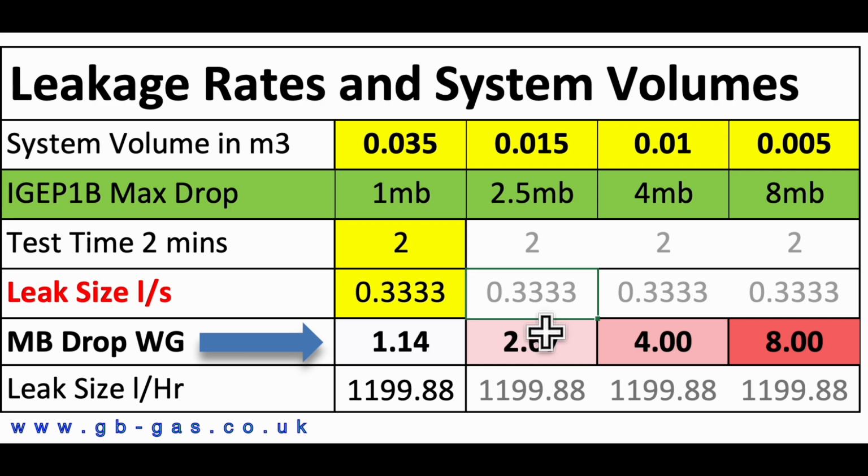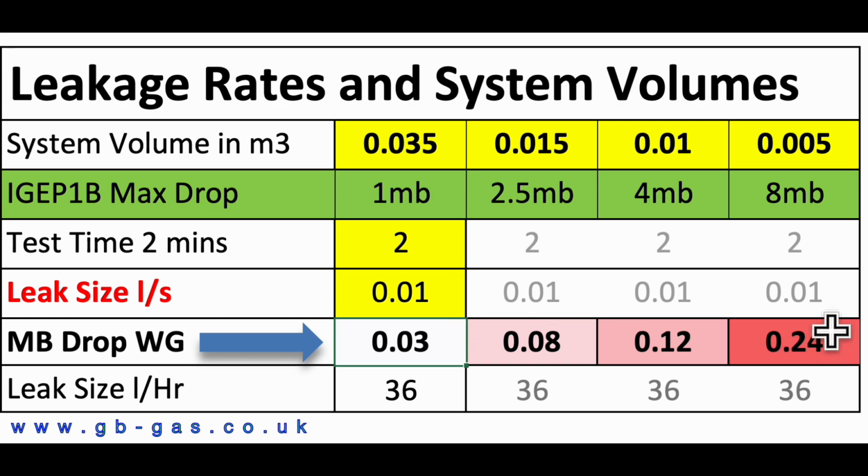I hope that helps explain the process for the leakage rates and the volumes and the calculations that we do. Quite simply, if we have a leak that is less than 0.025, a no discernible pressure drop, then we can pass that system. But a 0.025 millibar drop in pipework is still an acceptable pass. This would mean that my leak on a smaller system would be less than 0.01, and I'd only be losing 36 litres per hour.